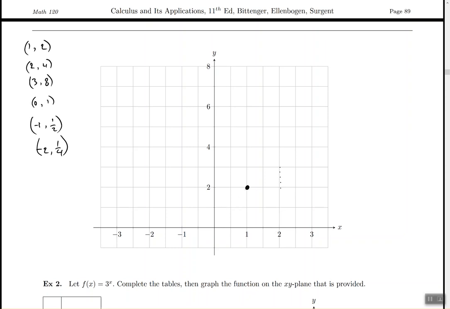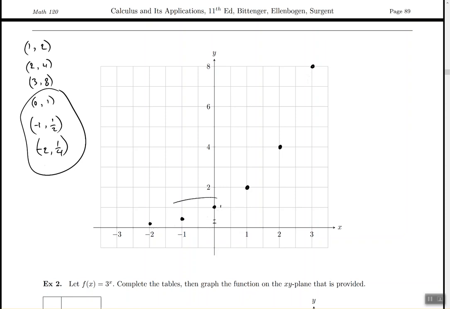2 gave me a 4. When x was 2, I got a 4. When x was 3, I got an 8. And you can see it's growing very, very quickly. On the other hand, when x was 0, we got a 1. When x was negative 1, I got a 1/2. So if this is 1 right here, 1/2 would be about right there. And when x is negative 2, we get 1/4. So if this is 1/2, 1/4 would be 1/2 of that amount.